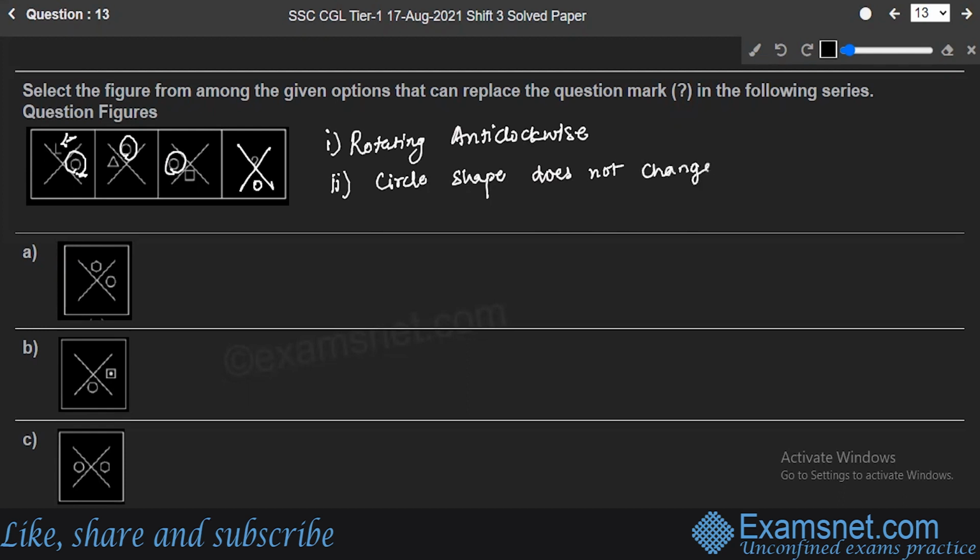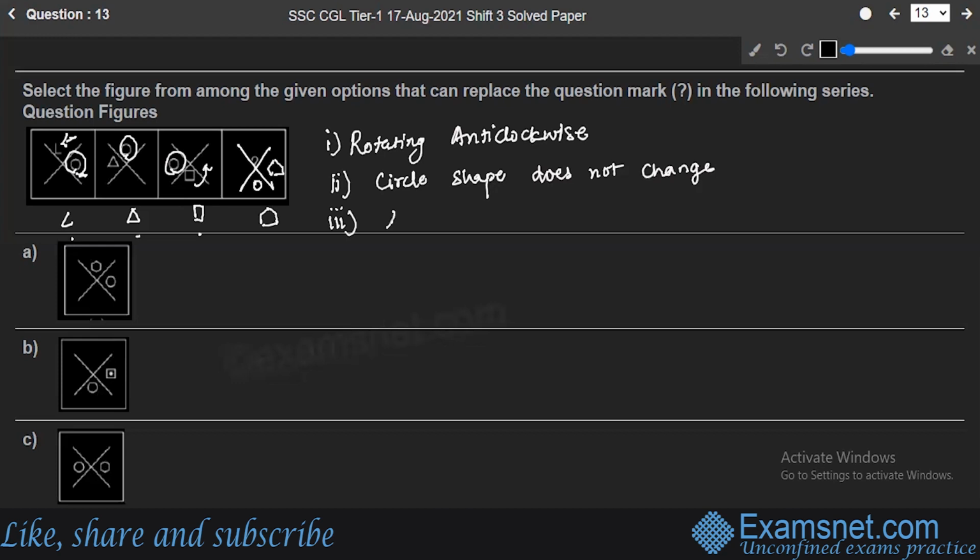Third thing, see, there is an L-shaped angle in the first figure, right? There is a triangle in the second one, and there's a square in the third one. So that means in each figure, one line is increasing. Here are 2 lines, 3 lines, 4 lines, and of course, this figure will have 5 lines. So that becomes a pentagon. What will be the position of the pentagon? See, looking at the rotation, now it will rotate to this position. So the pentagon will be at this position. Let's check.